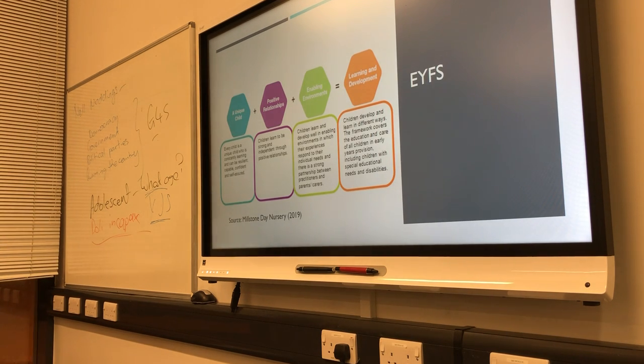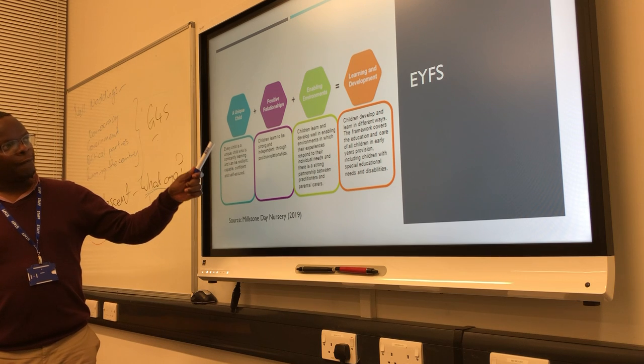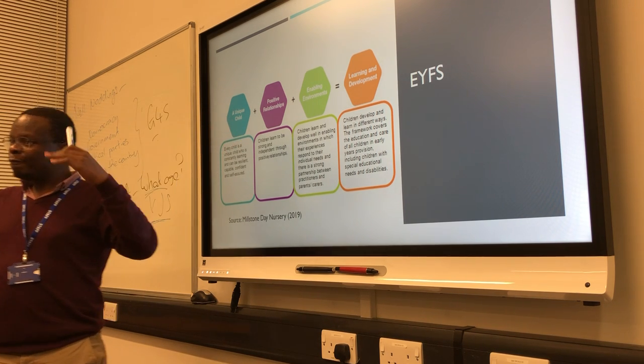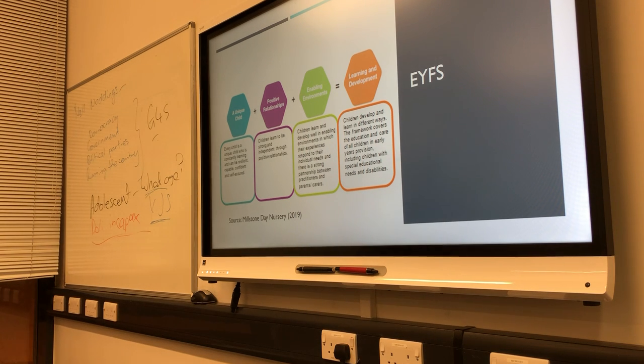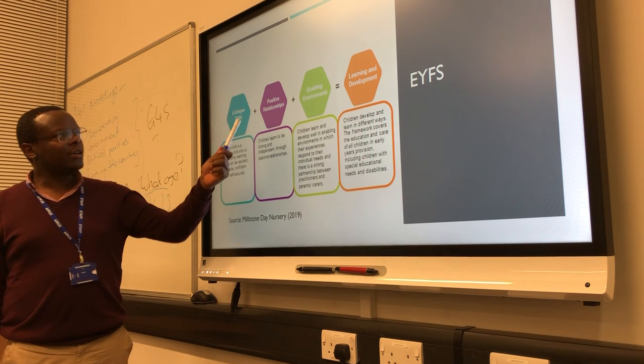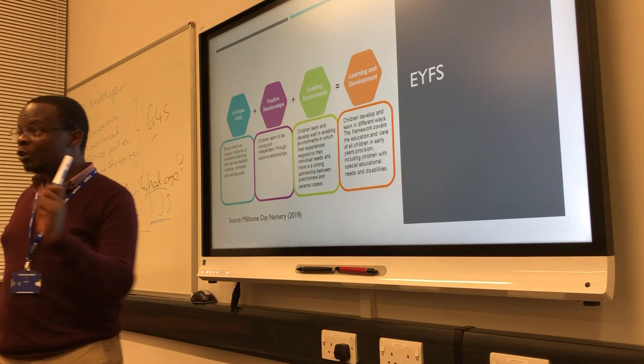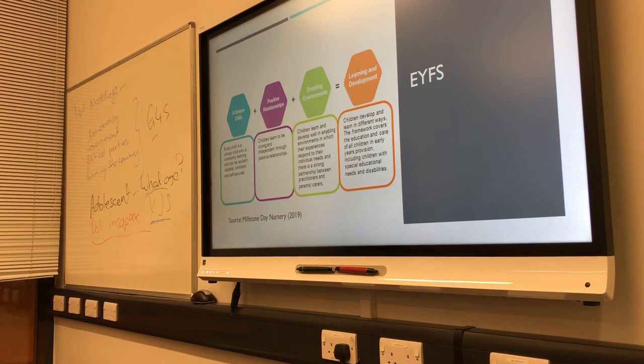Yeah. Right, let's look at the EYFS in detail. Now, this is according to Milstone, Day, Nestle. They have come up with this equation. We have four principles. Are they called principles under the EYFS? Yeah. So you have four principles: a unique child, positive relationships, enabling environments, learning and development. Those are the EYFS.